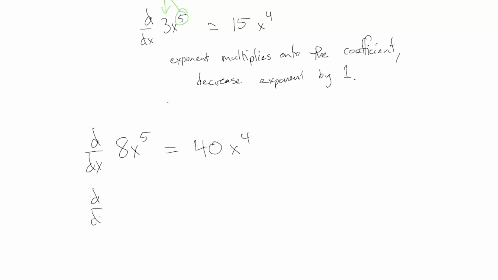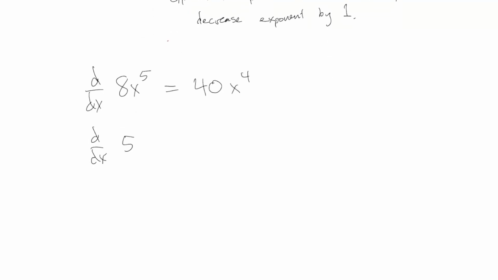How about, here's a slightly fancier one, 5x to the minus 7. Not much fancier. Negative 35x to the minus 8. Great. Negative 7 times 5 is negative 35, and then you decrease the power by 1. Minus 7 becomes minus 8. That's how we do it.